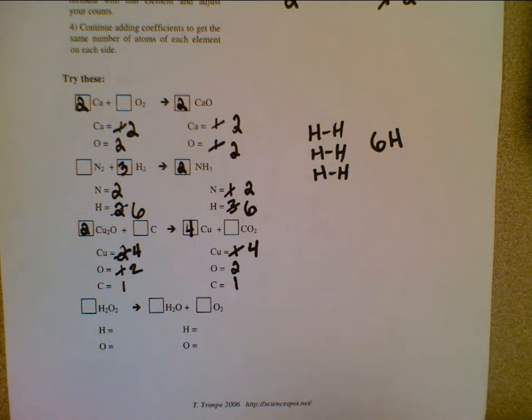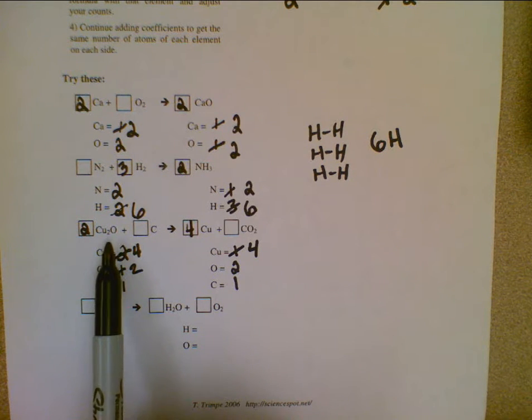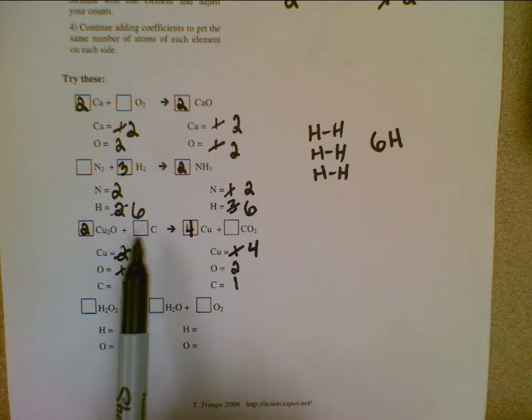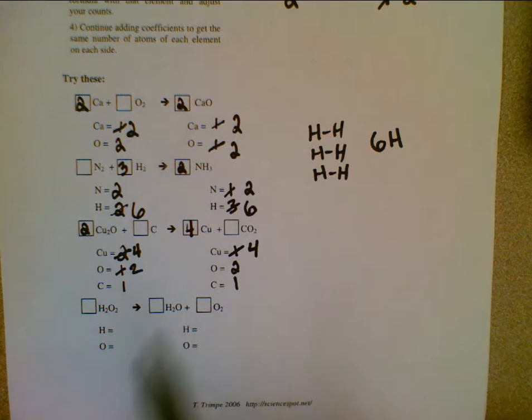So what this says is 2 copper oxide molecules react with 1 carbon to yield or make 4 copper atoms and 1 carbon dioxide.